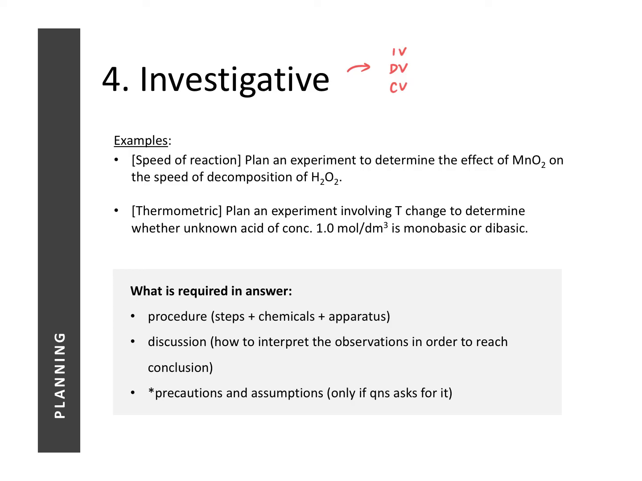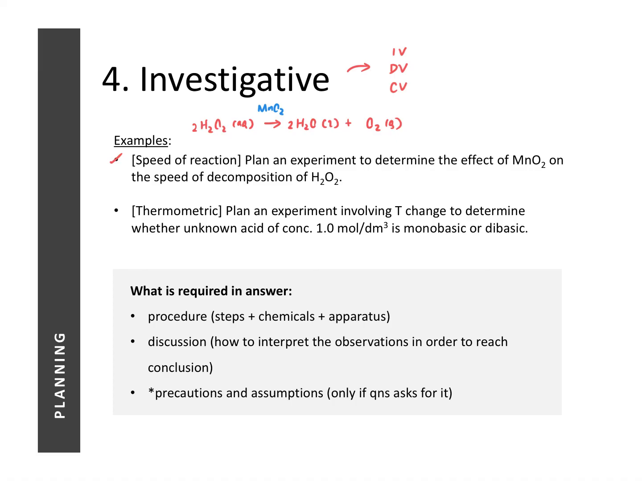An example of an investigative planning experiment would be this: to plan an experiment to determine the effect of manganese oxide on the speed of decomposition of hydrogen peroxide. So the concept involved is this: hydrogen peroxide is actually a very unstable substance. So when left on its own, it slowly decomposes to form water and oxygen gas. And this reaction is well known to be catalyzed by manganese(IV) oxide, which is a black solid.